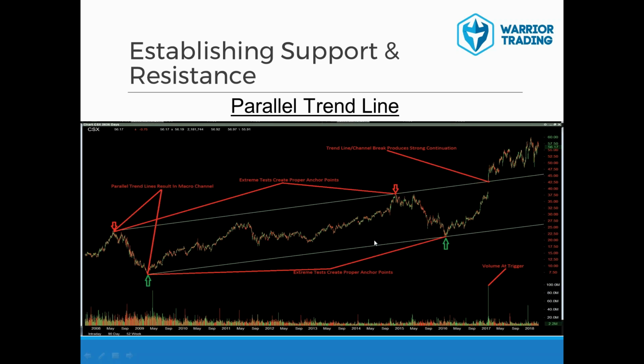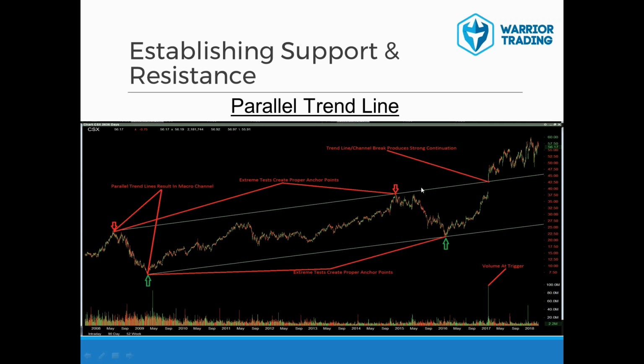All right, so let's back up a second just to make sure you guys understand what the channel is. It's a macro channel made up by two parallel trend lines. So you have extreme tests, and these are what are going to make your anchor points, right? Use these as anchor points, then extend the line out. You always want to try to connect the most extreme points and then extend that line out and see where the resulting line ends up, because most of the time that's going to be a very important point because of the reactions in the past, right?